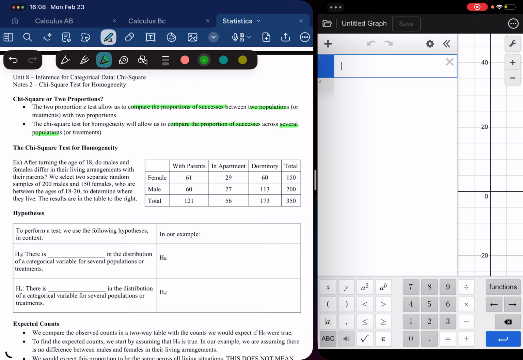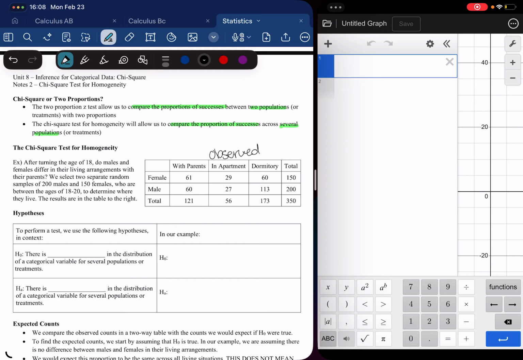So looking at the example, it says, after turning the age of 18, do males and females differ in their living arrangements with their parents? We select 2 separate random samples of 200 males and 150 females who are between the ages of 18 to 20 to determine where they live. The results are on the table to the right. So this is our observed data, because this is what happened when they ran the simulation.